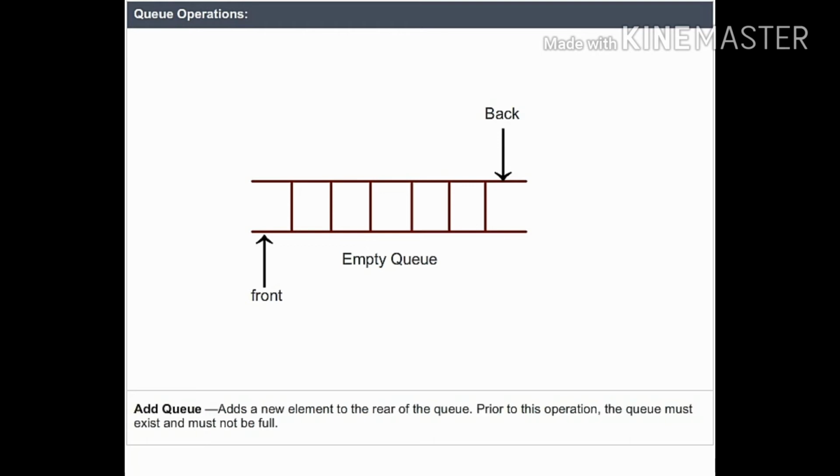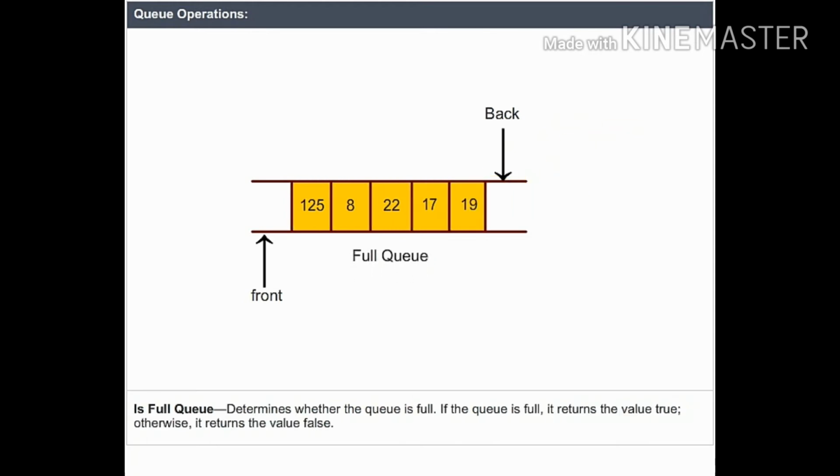Add queue: adds a new element to the rear of the queue. Prior to this operation, the queue must exist and must not be full. Is full queue: determines whether the queue is full. If the queue is full, it returns the value true. Otherwise, it returns the value false.